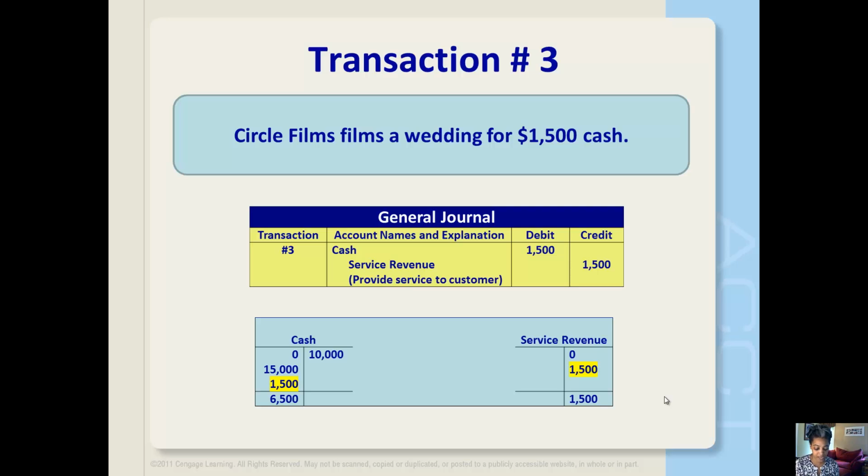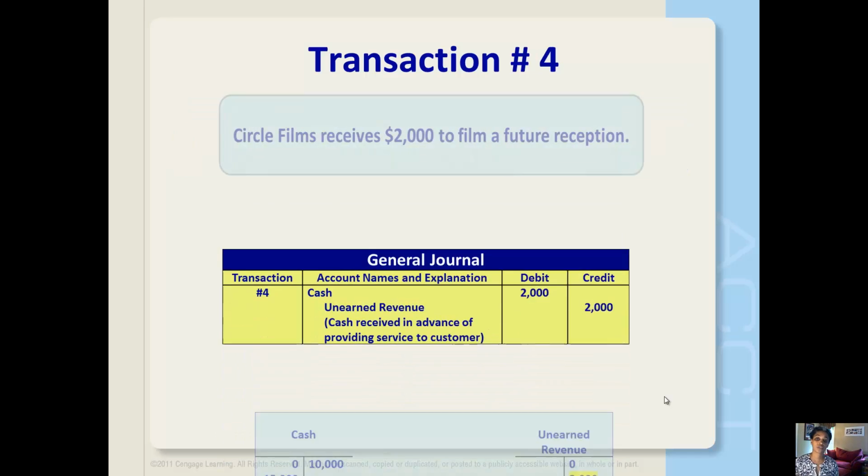Transaction number 3. Accounts affected, they're receiving cash, so cash is increasing. The increase in cash results from Circle Films providing its service, so Circle Films service revenue is increasing. Step 2, the debits and credits. Cash is an asset, so debit cash to increase it. Revenues increase equity, so credit the service revenue account to increase it. And then again, the slide shows the journal entry and the posted ledger information.